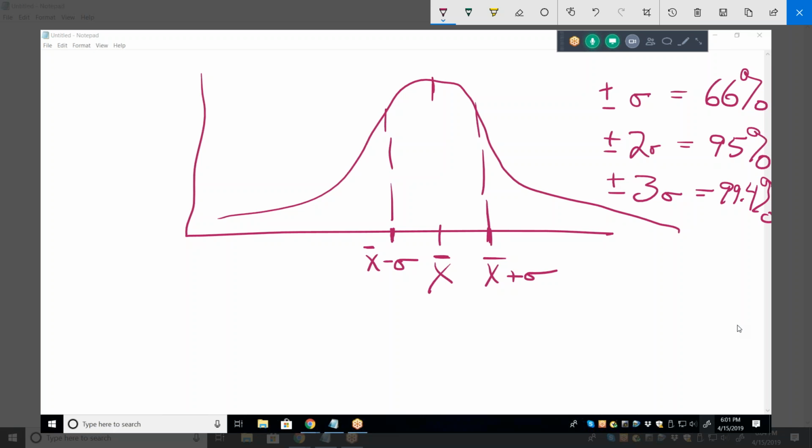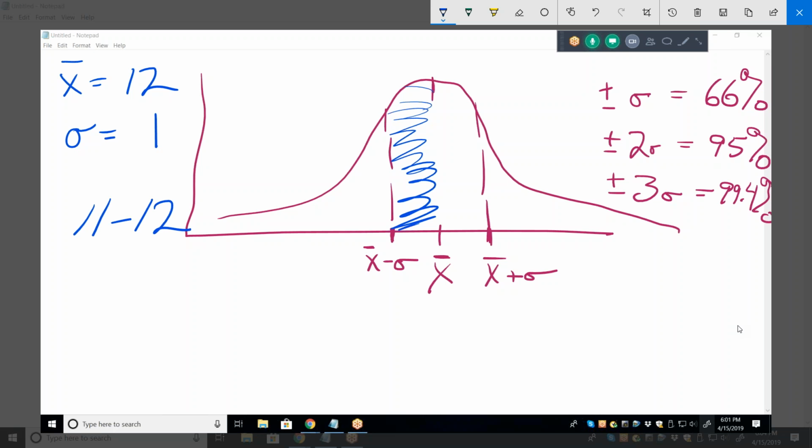So, what's that area? That's 34%. And they might ask you a question like that. In other words, they might tell you that x bar equals 12, standard deviation equals 1. So what percentage of the curve lies between 11 and 12? 34. Exactly.